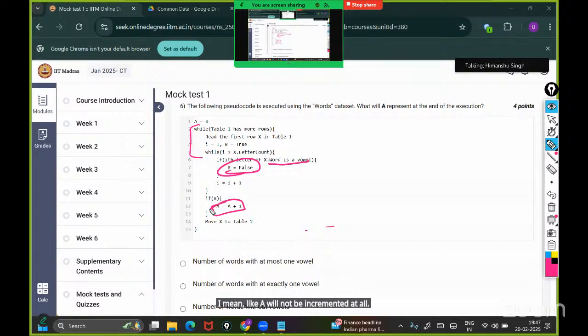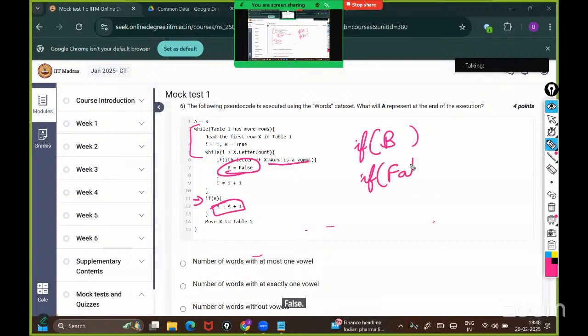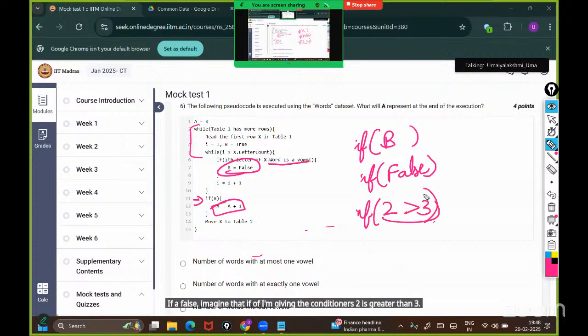Ma'am, in this code, sometimes line 11 confuses me. What is this representing? If B, and then what if B next? Does B represent true or false? If B is true, the condition is satisfied. Imagine that in the if, I'm giving the condition 2 is greater than 3. What will this give me? False. Which is similar to if of false.